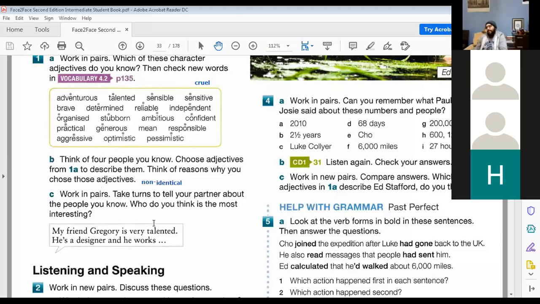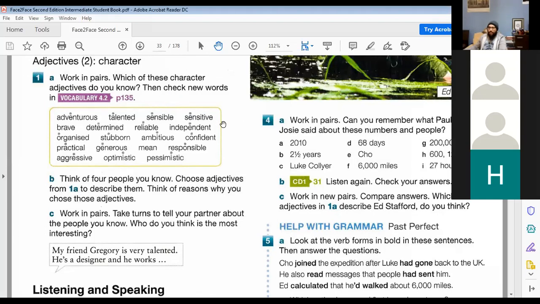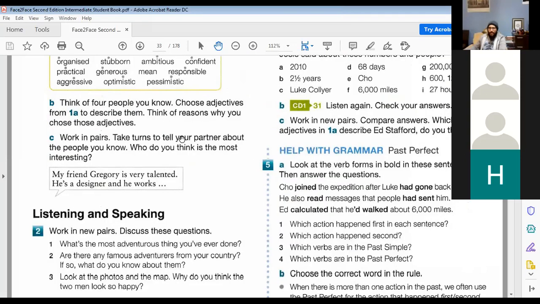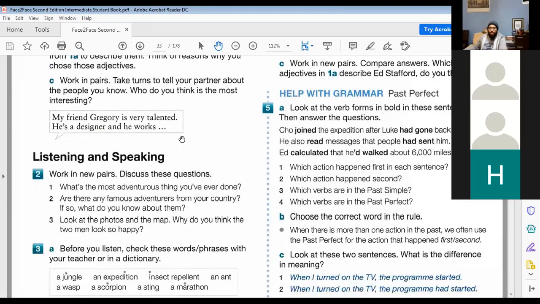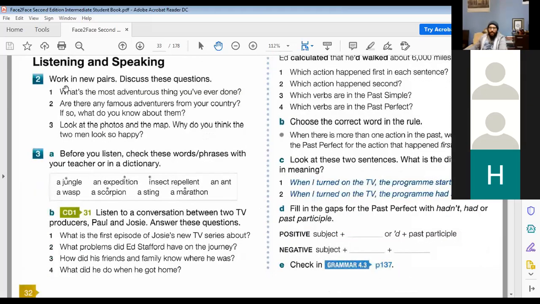All right. So this is a little example of how you can talk about people, especially if you want to focus on their personality. And character, of course, it's the same thing, personality, character. So you can use these, of course. Now, let's move a little bit to adventure. So here in the first question, they want to know what's the most adventurous thing you've ever done.